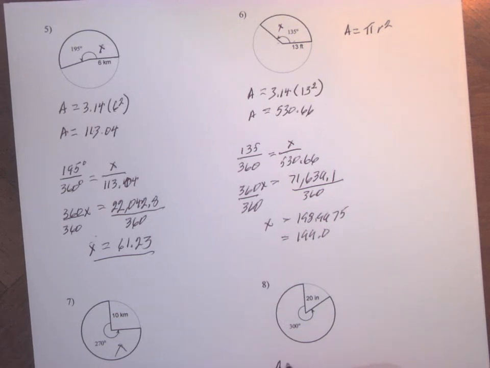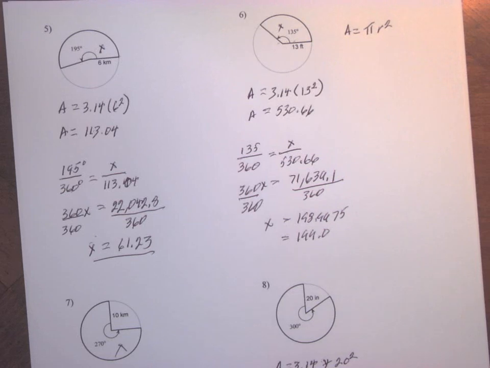Area is equal to 3.14 times 20 squared. Well, 20 squared is 20 times 20, which is 400. And so if I take my 400 times 3.14, I get 1,256. So the area of this total circle is 1,256 square inches.